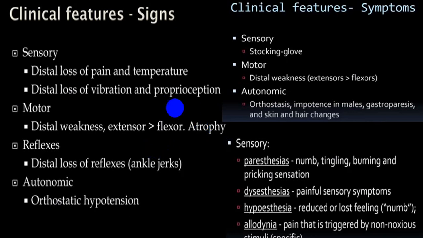So you will have extensors more involved as compared to flexors. You will have atrophy. You will have wasting. Plantar reflex will be usually preserved, and you might have absence of reflexes if that root is being involved. So ankle jerk may be absent if you have involvement of S1. Autonomic nervous system is sometimes involved, and the commonest finding is orthostatic hypotension.